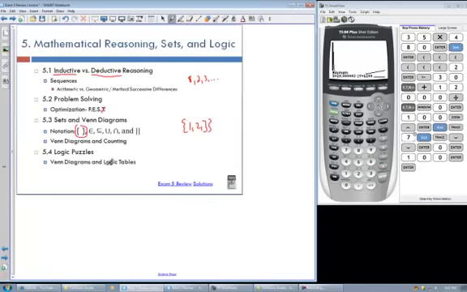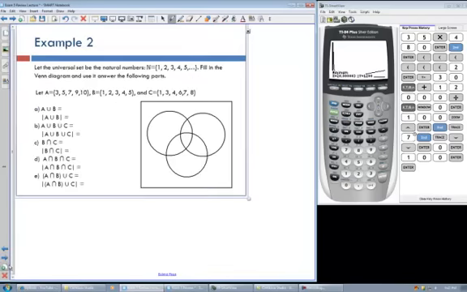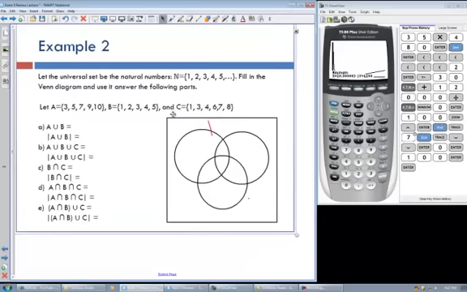Okay, and so let's do an example with Venn diagrams and counting. Let's do a couple examples. Let's do this example, which is the one we did in class, which students often miss when I put it on the exam. Not saying I'm going to put it on the exam, but when I do, they often miss it. And the idea is real simple. You just want to put the right numbers in the right spot.